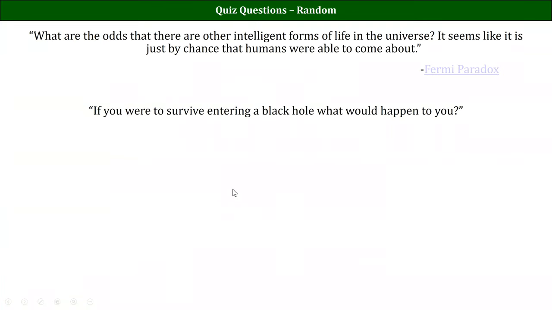Let's see. Oh, okay, random space questions. Since we left this one on there the other day: what are the odds that there are other intelligent life forms in the universe? It seems like just by chance humans were able to come about. Yes, there is that probability that life evolved totally randomly on Earth, and that was a pretty long shot. But statistically speaking, with the law of large numbers and the fact that there are billions upon billions of planets in the universe, just within our galaxy, the Milky Way, there are billions of stars that each have a pretty high probability of having planets.